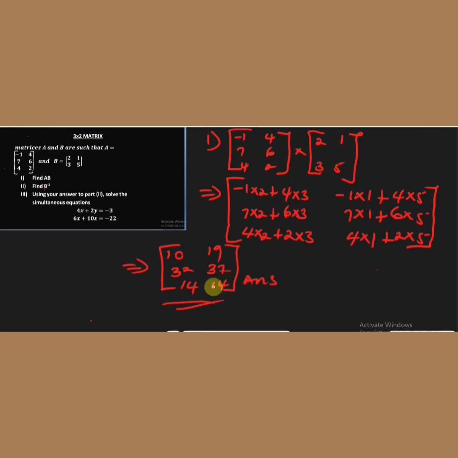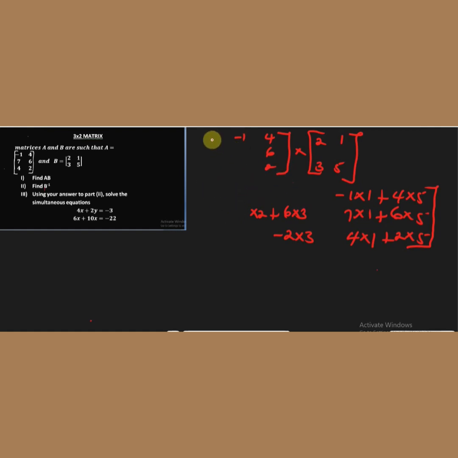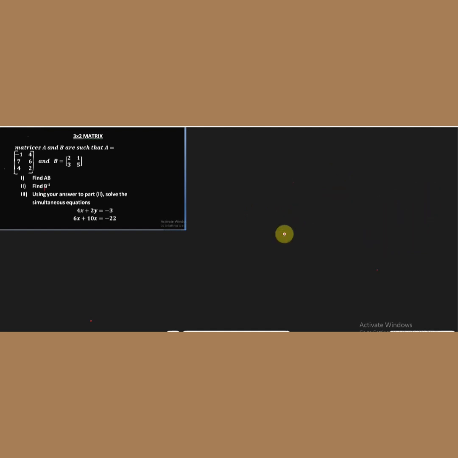It's very simple, basically the same step. Remember to multiply the column by the row numbers. So the second one says find the inverse of B. Find inverse of 2 by 2 matrix. I'm going to write out the formula again, how to find inverse of 2 by 2 matrix. If you have this matrix, A, B, C, D, maybe this is B, you want to find inverse of B.